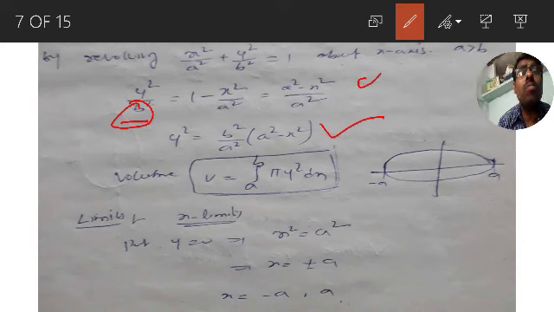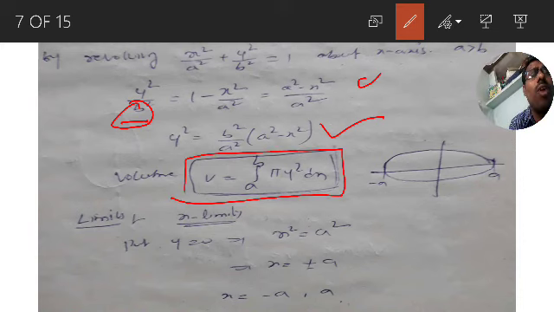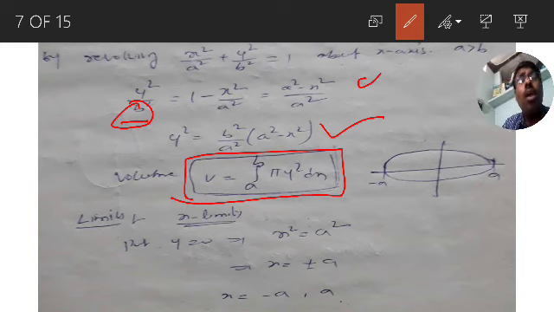Now we need limits because of the volume formula. What is the volume formula you are having? Integration a to b of pi into y square dx. You got y square. What is y square? b square by a square into a square minus x square.